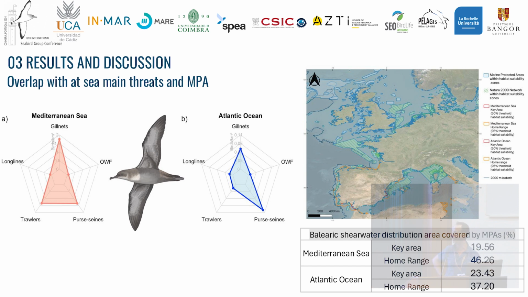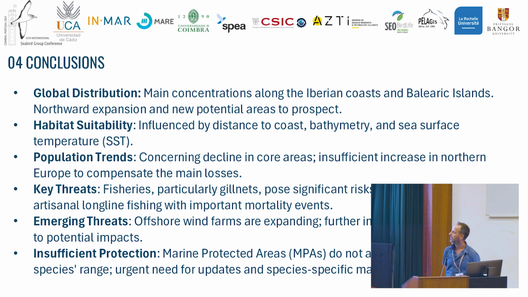And finally, when we overlap the key areas with the marine protected areas, we see that the key areas, in both the Mediterranean and the Atlantic, are very poorly covered by marine protected areas, with approximately 20% of them. And in conclusion, for the global distribution, the main concentration is along the Iberian coast, but there is a new expansion to the north and there are new areas to prospect in the Mediterranean.